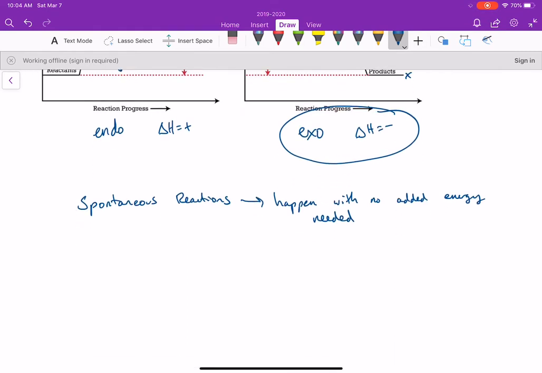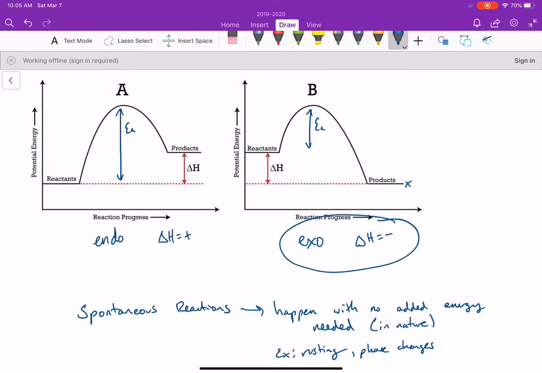Okay, so these are like in nature, you know. So for example, rusting, right? Phase changes, things like that, okay? Decompositions, fossilization, right? So it doesn't always have to be fast. You think rusting is super slow. So spontaneous just means it readily happens in nature, okay? So usually exothermic reactions are spontaneous, okay? And if we had to guess, we'd probably say that.